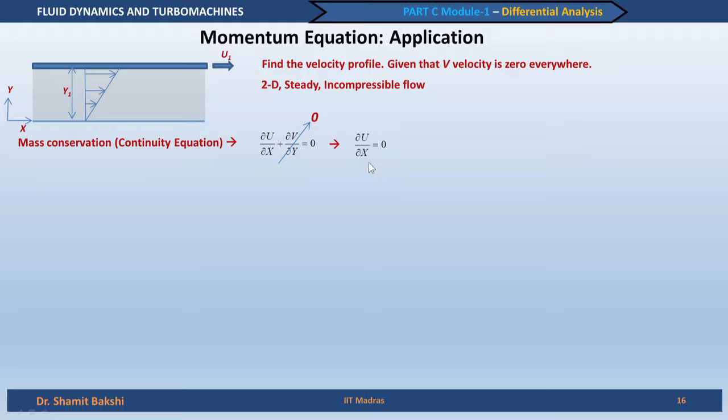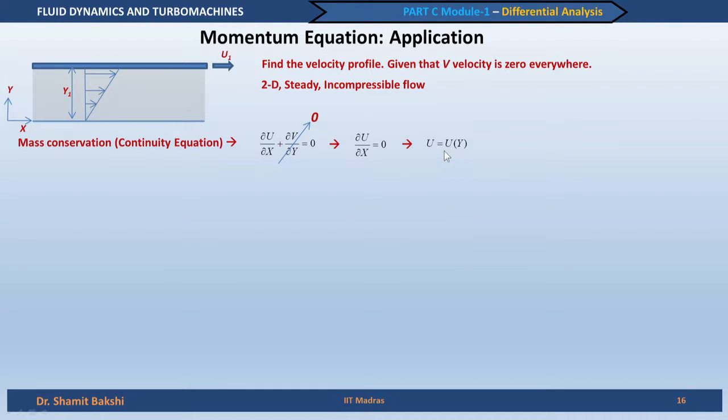So, what does that mean? It does not mean that u is constant, because this is a partial differential equation, and u is a function of both x and y. If you take a derivative of u with respect to x, it can be 0 if u is a function of y. So, in general we can write u as a function of y, because suppose u is y square, if you do a partial derivative of y square with respect to x, it will become 0.